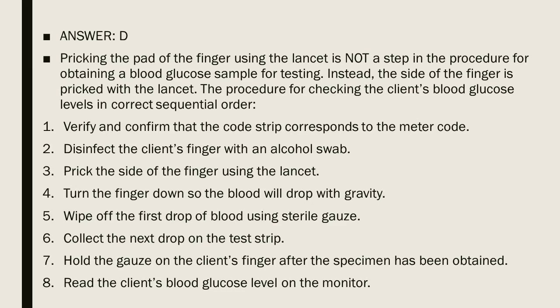Turn the finger down so the blood will drop with gravity. Wipe off the first drop of blood using sterile gauze. Collect the next drop on the test strip. Hold the gauze on the client's finger after the specimen has been obtained. Read the client's blood glucose level on the monitor.